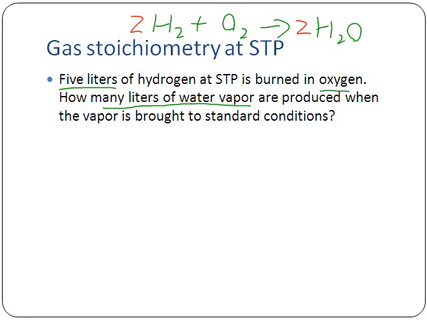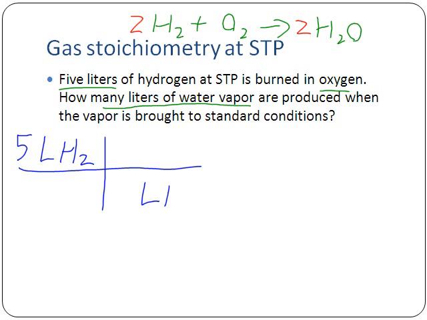So let's set this up. We are only told one thing in this problem, that we have 5 liters of hydrogen, so that's what we're going to start off with. 5 liters of H2, and we're going to set up our table same as we have before. We want to get rid of liters of H2. The first step on stoichiometry problems is to go to moles. So we're going to go to moles of hydrogen gas.